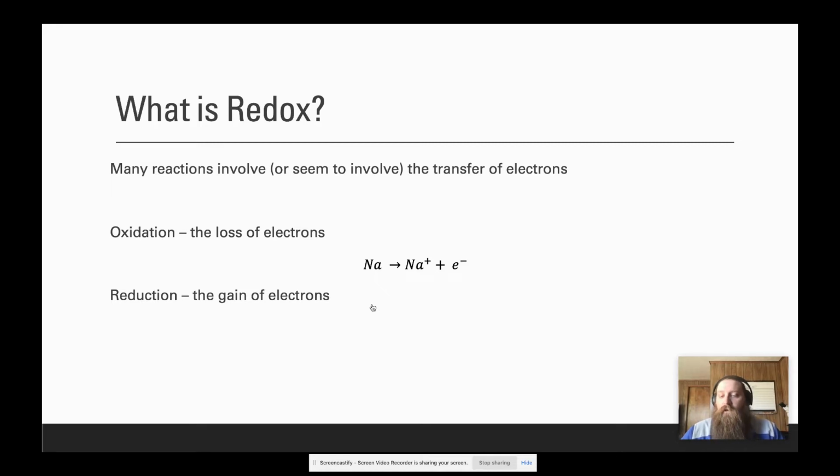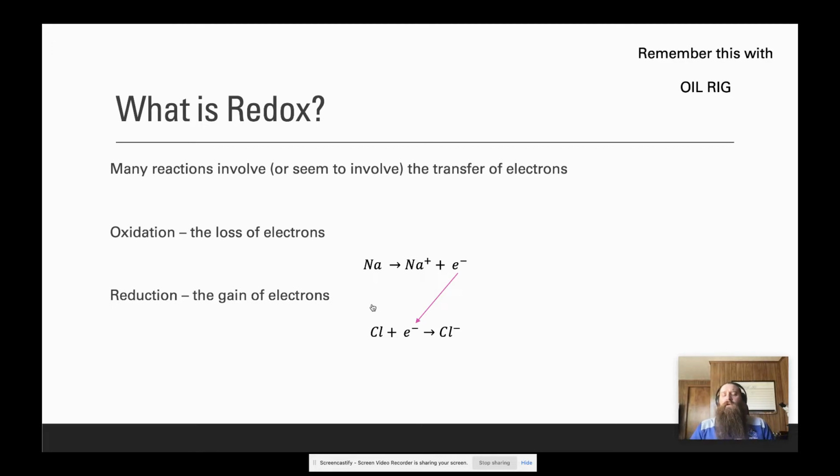Think about the fact that if you add an electron to a compound, its charge will go down, right? It'll become more negative. So reduction is the gain of electrons. We can see that right here. So let's say that sodium loses that electron, and then chlorine gains that electron. Well, now chlorine is going from neutral to negative. And so this is the apparent transfer of electrons. This would be reduction and oxidation.